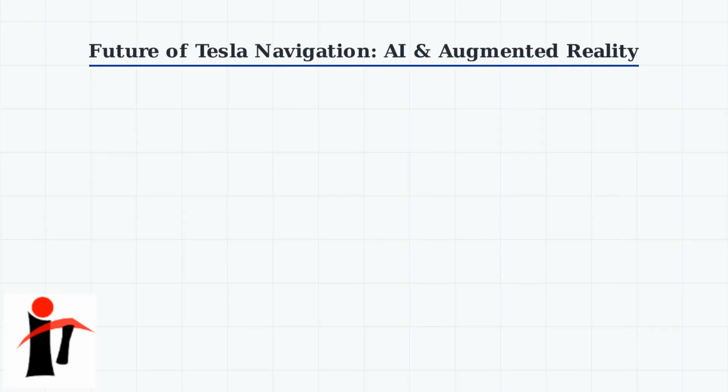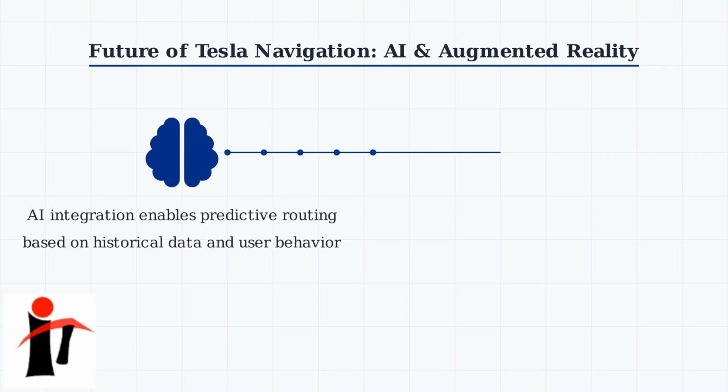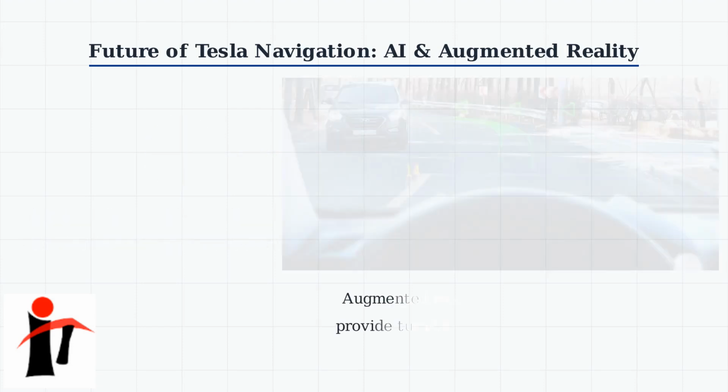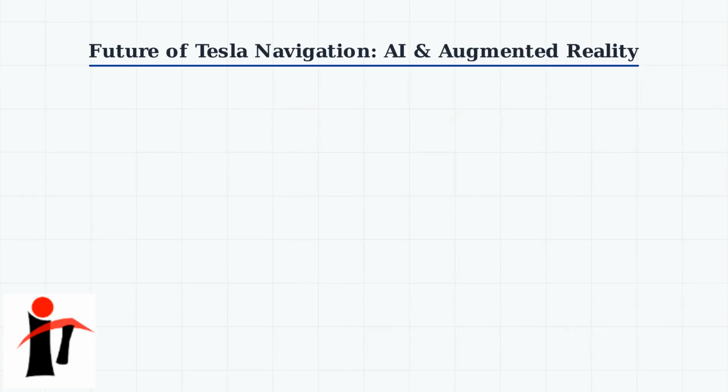The future of Tesla navigation focuses on deeper AI integration and augmented reality features. Advanced AI will create predictive routing that learns from your driving habits and historical data, making route suggestions more personalized and efficient. Augmented reality overlays on the windshield are already in beta testing, displaying navigation information directly in your line of sight without looking away from the road.